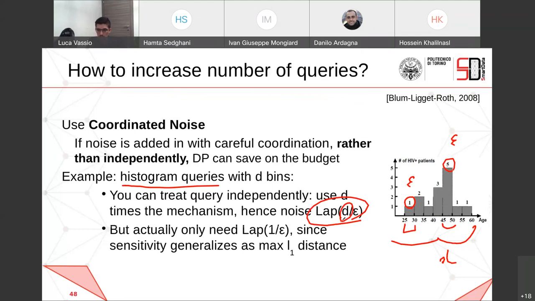But actually, if you think about it, the d bins are not independent. Because if you change one from here, maybe it will go here. So you don't really need to lose all this information. You actually only need to add the noise once, because as we know, the sensitivity is generalized as the maximum distance. So instead of performing this query independently and adding noise to each of them, we can just add this noise once and for all, and we still provide the privacy guarantee.